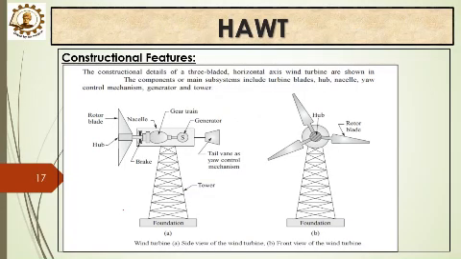Now coming to the different schematics and their parts. This is a very important concept of the constructional features. So this is one view, that is a side view, and this is the front view. We have different parts like the tail vane, the generator, the gear train, the nacelle, the brakes, the hub, and the rotor blades. So this is the front view. Each and every part will have its own function.